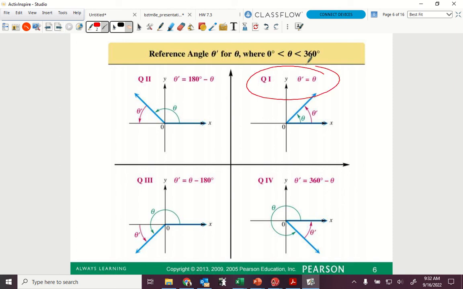It is what it is. In quadrant 1, it is what it is. So you don't have to do anything, because that's the shortest distance anyway. So your reference angle, if it's in quadrant 1, your answer is whatever it is.